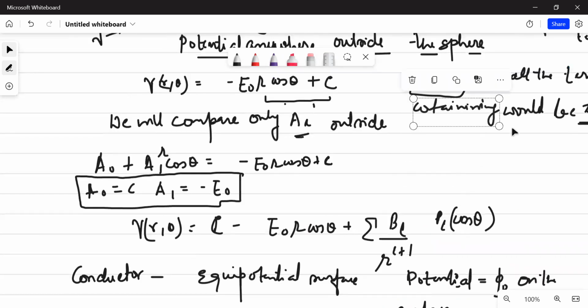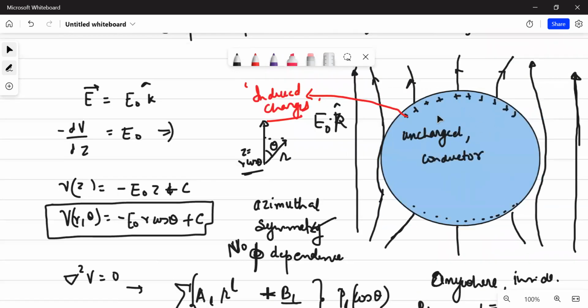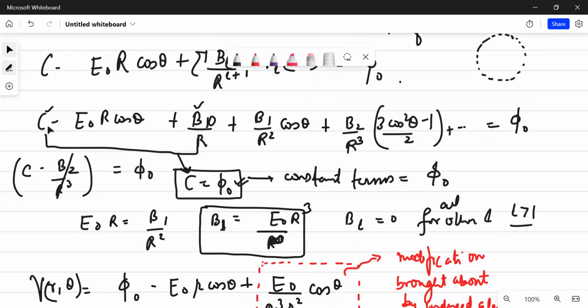I'm just trying to tell you that this particular thing may be due to it, and I'll prove this. Inside there will be some field, but I'm not going to find the electric field inside. Right now I'm concerned with the potential outside the sphere. Had this not been present, it would have been C minus E naught r cos theta. Because of the presence of this metallic sphere, your potential anywhere outside the sphere has become something like this.